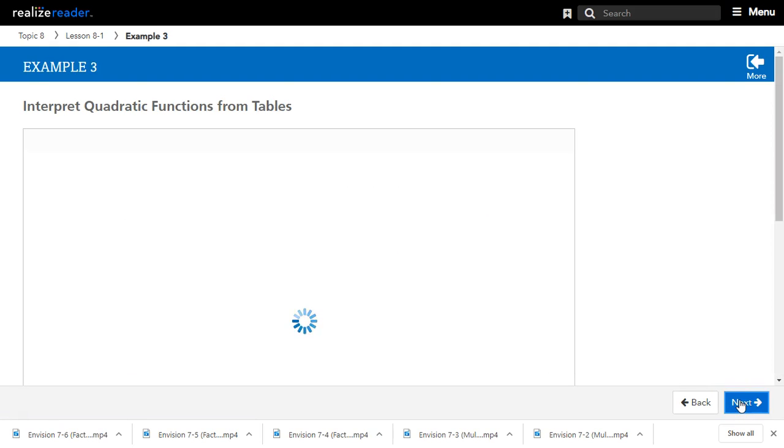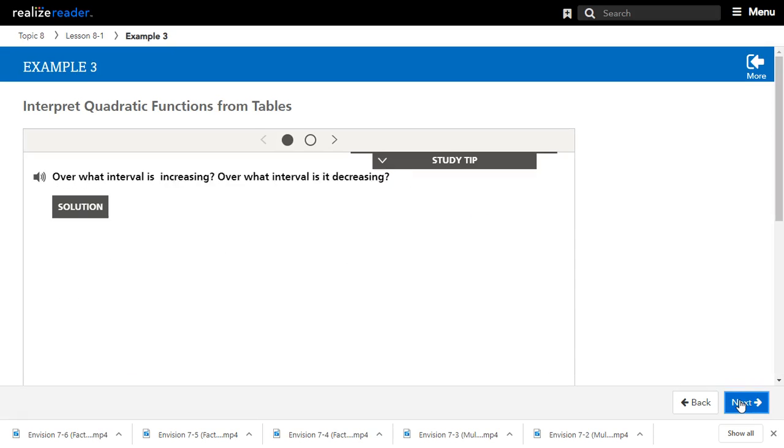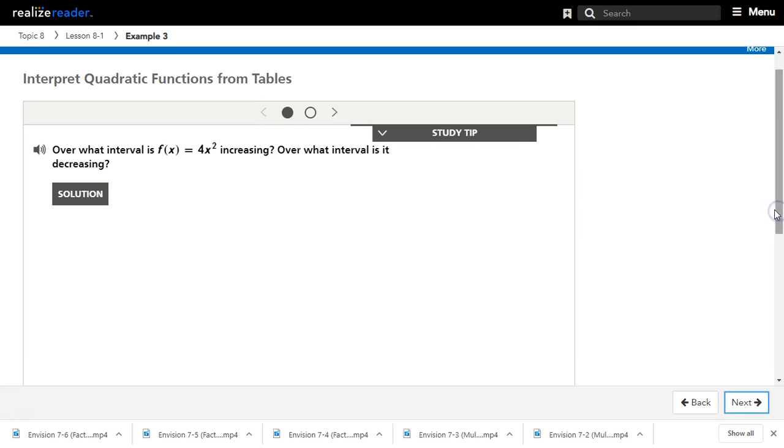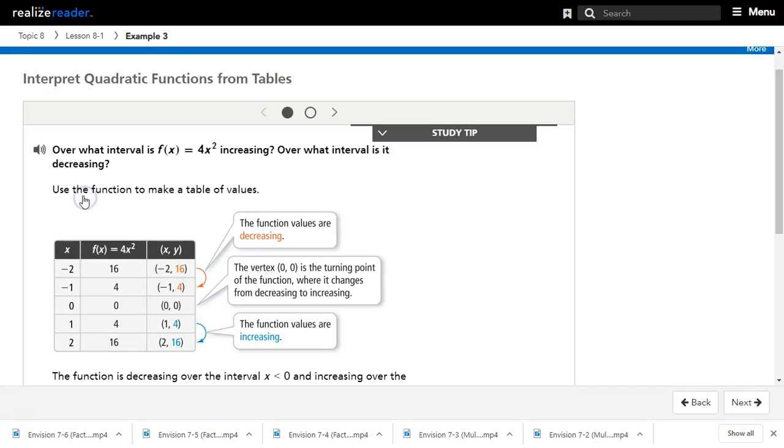Example 3. Interpret quadratic functions from tables. So, here we go. Over what interval is f of x equals 4x squared increasing? Over what interval is it decreasing? So, in other words, in layman's terms, where is it going up and where is it going down? I'll show our solutions here.